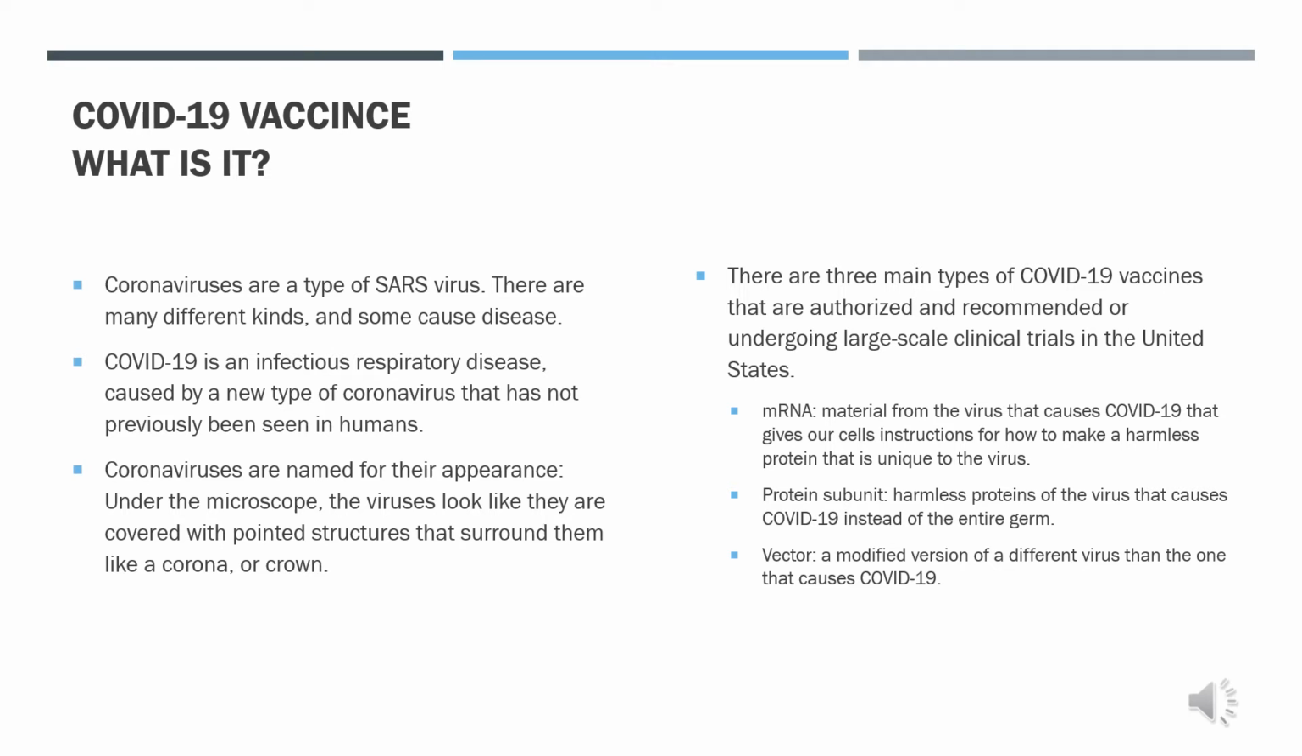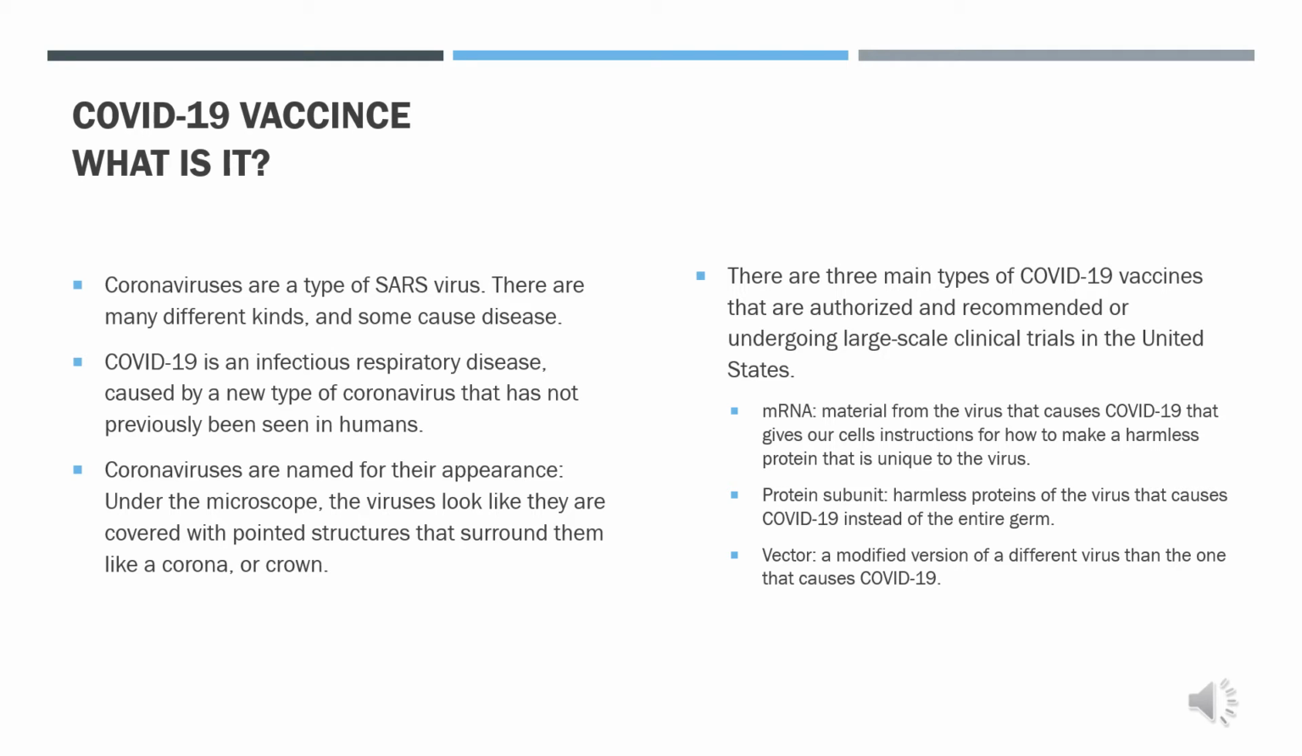The coronavirus is a type of SARS virus, and there are many different kinds of these SARS viruses, some of which can cause diseases. COVID-19 is an infectious respiratory disease that is a new type of coronavirus that has not been previously seen in humans. Coronaviruses are named for their appearance, because under a microscope the virus looks like it is covered with pointed structures that surround it like a crown.